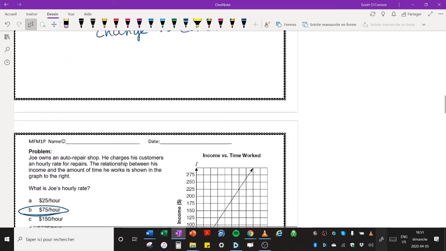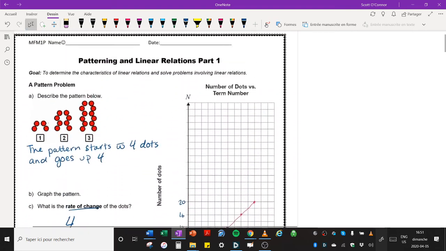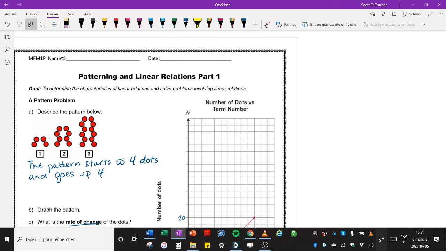All right, so that concludes this handout right here. I'm going to make another short video just going over patterning rules a little bit further and more in depth. So stay tuned for that.